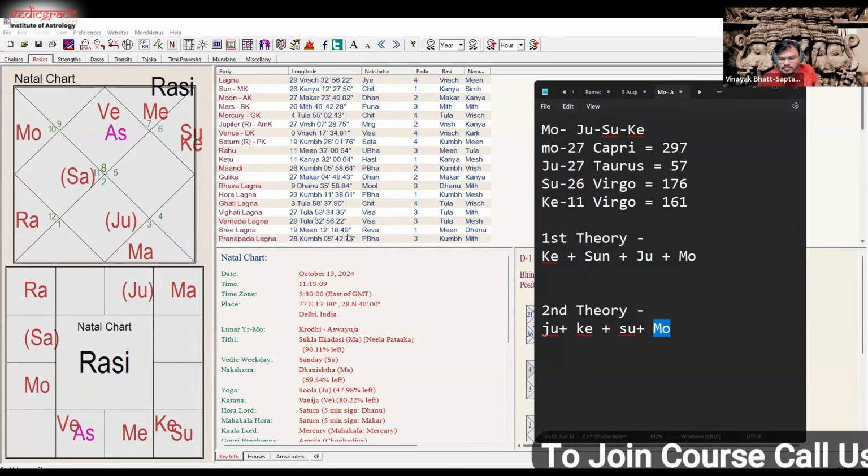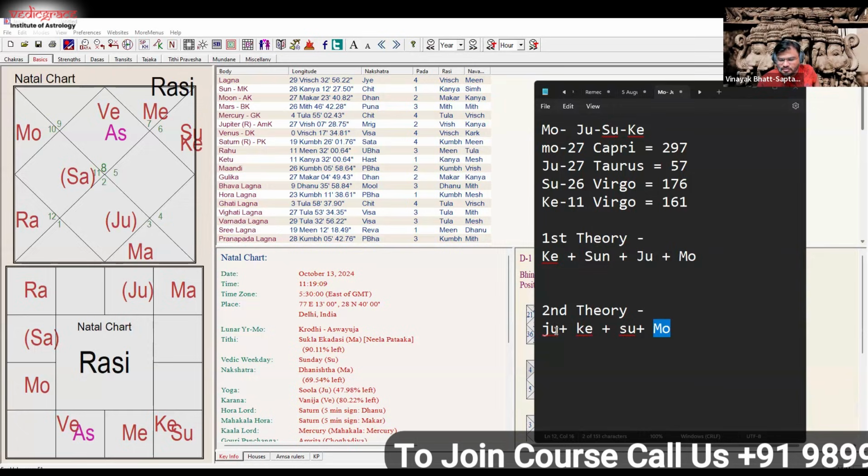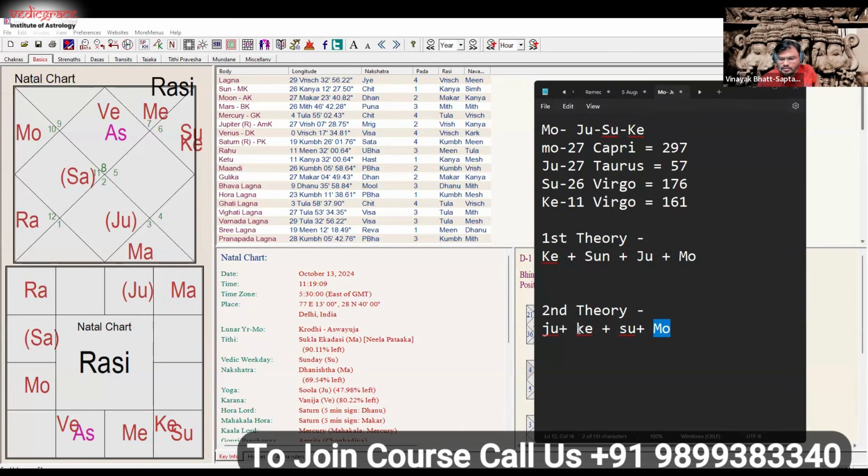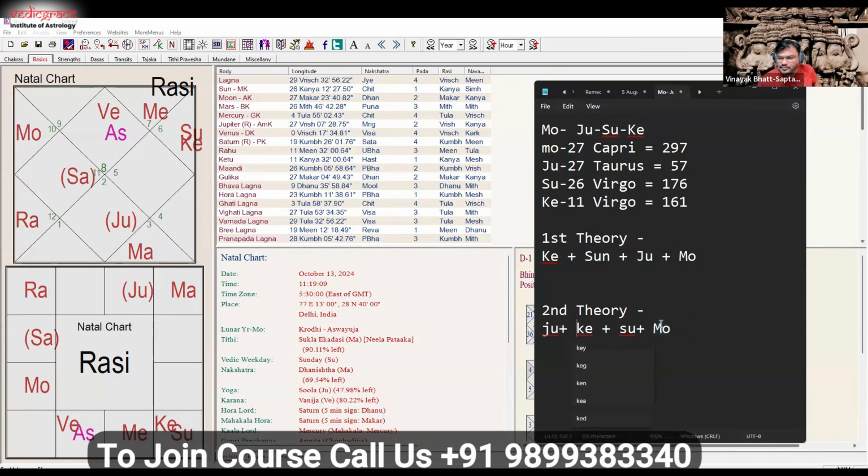Okay, characteristics of remaining three planets. Yes, Aditya ji. Jupiter is the receiver of Ketu, Surya, Moon. Thank you. Yes, Prakash ji.